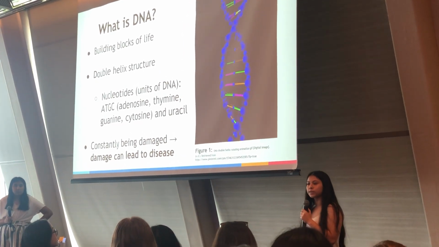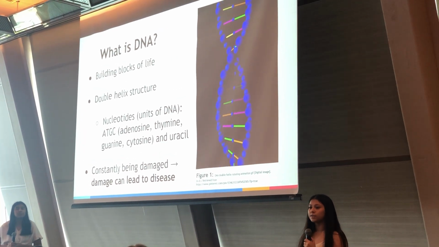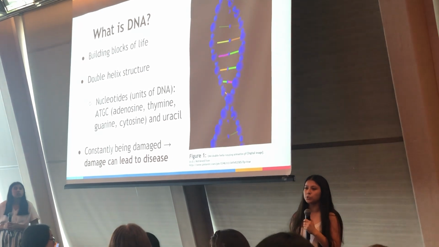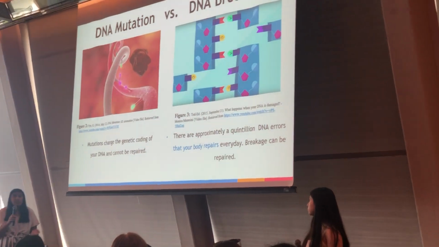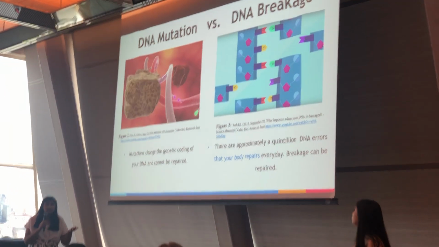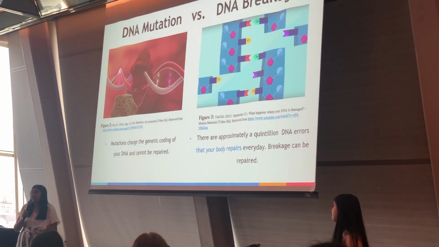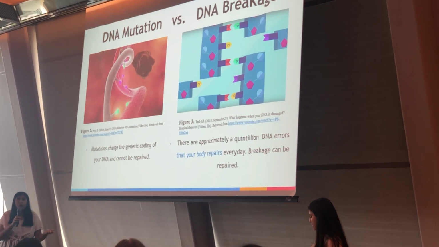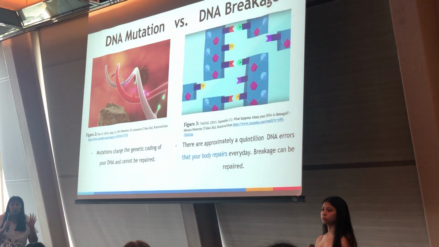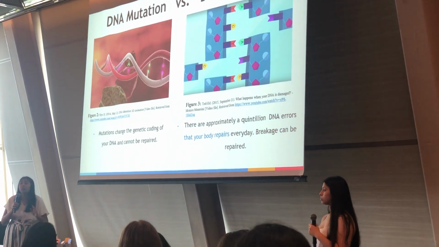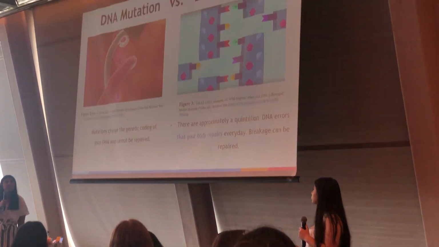And the second most important thing to remember is that DNA is constantly being damaged and repaired in your body, and if these damages are not repaired correctly, it can lead to diseases. So let's look more into these different types of damages. The first is the DNA mutations. Mutations go in and directly change the very genetic coding of your DNA, and thus they're very severe and cannot be repaired. We also have DNA breakages, of which there are approximately a quintillion that your body repairs every single day. So what are these repair systems to fix these breakages?